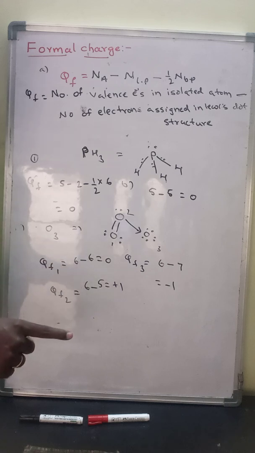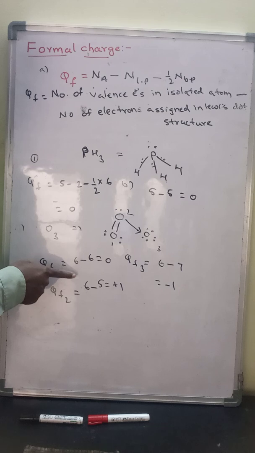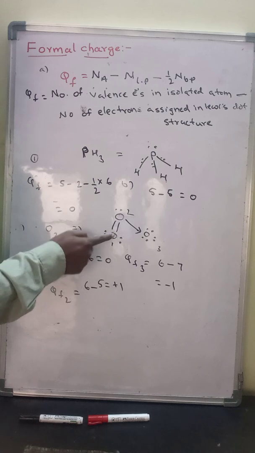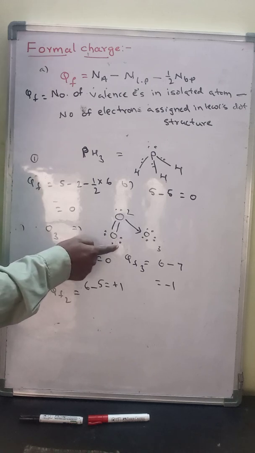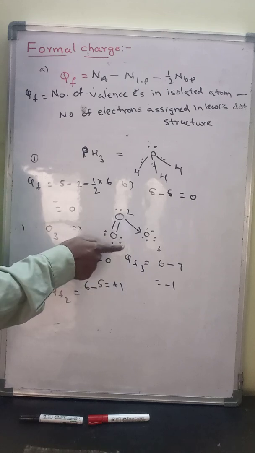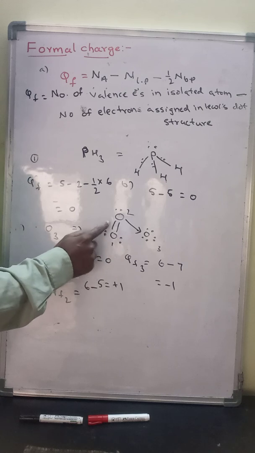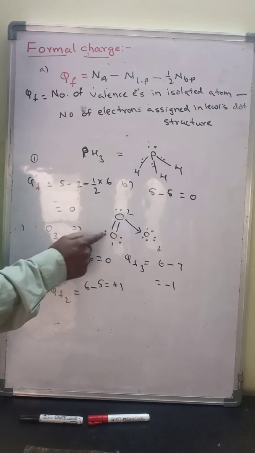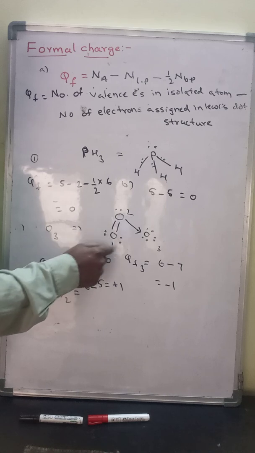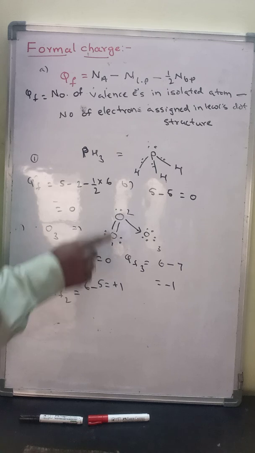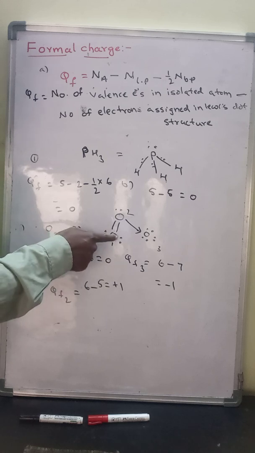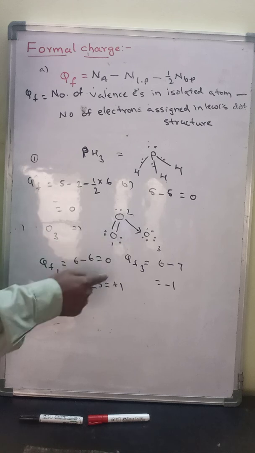So the number of valence electrons present in oxygen is 6. Now come to the number of electrons assigned to this oxygen in the ozone structure. See here, these two electrons belong to this first oxygen, and here a double bond is there. A double bond means two electrons belong to this oxygen. So 2 plus 2 is 4, 4 plus 2 is 6. So the number of electrons belonging to this first oxygen in this Lewis dot structure is 6. So 6 minus 6 equals 0. So the formal charge of the first oxygen atom in the ozone molecule is 0.